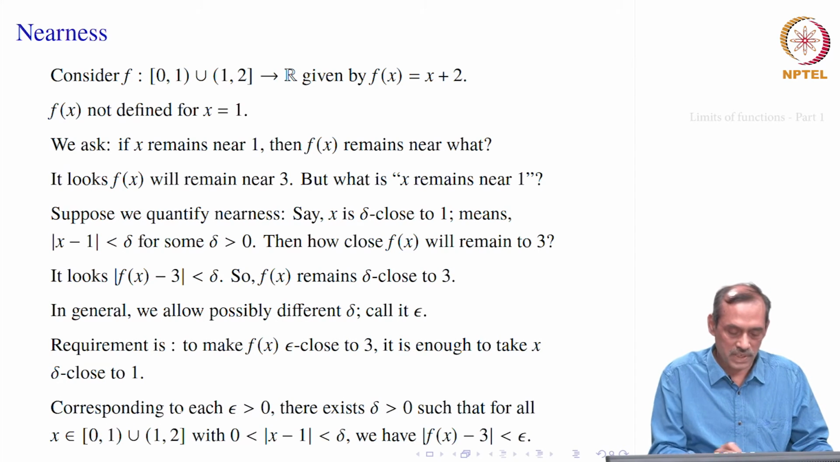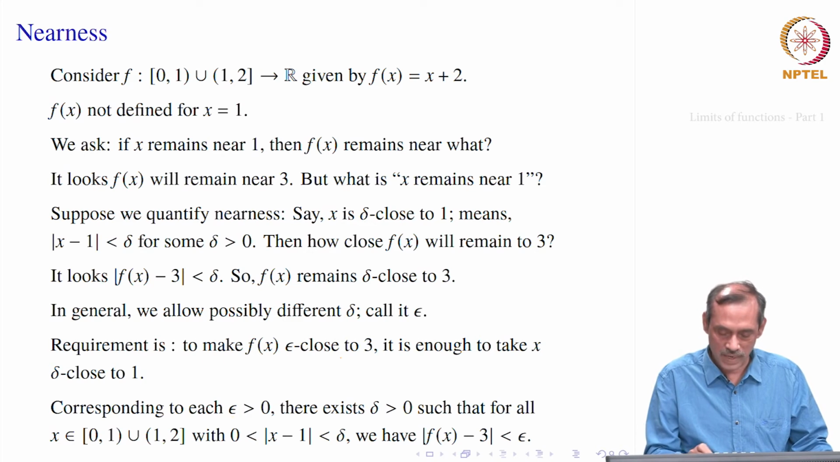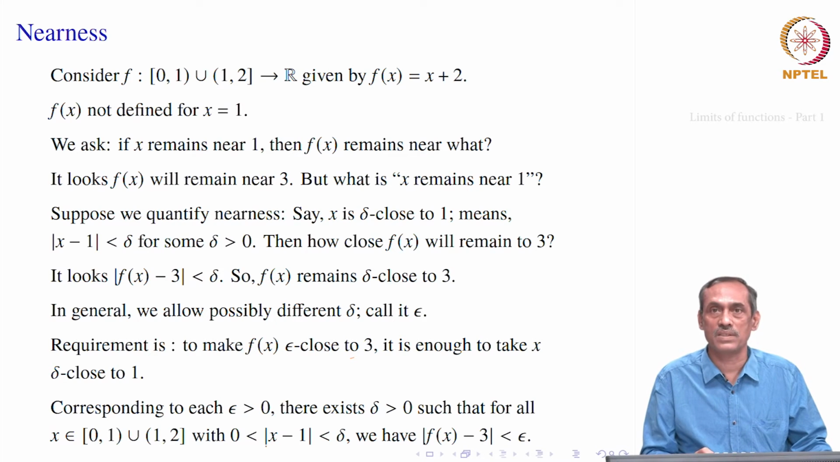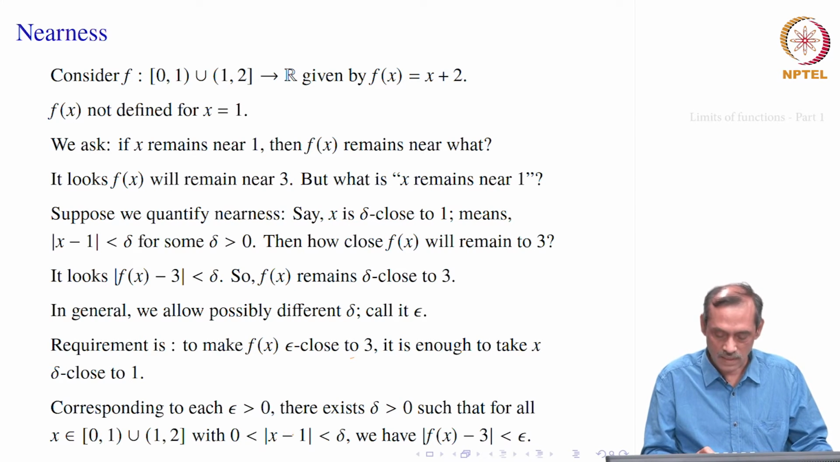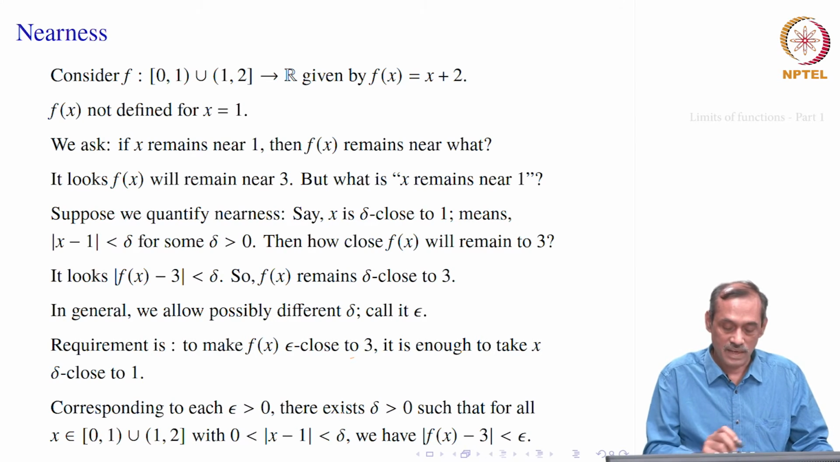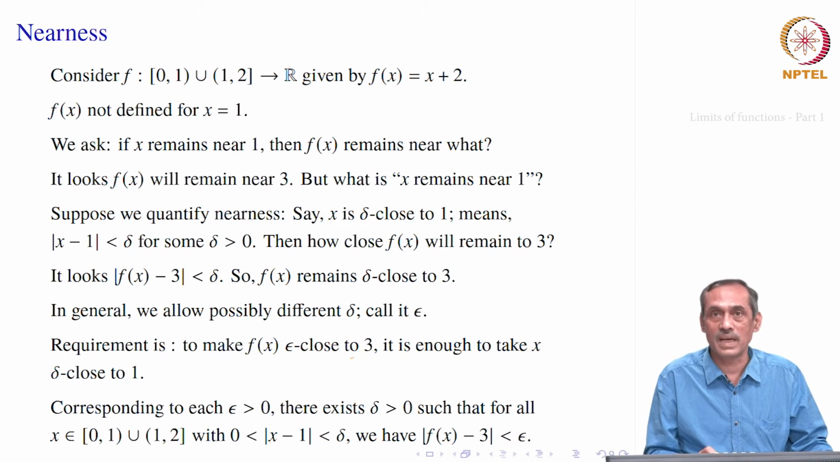Okay. So, that means, we would think something like, to make f x and 3 epsilon close, we will say corresponding to each epsilon greater than 0, I do not know what that epsilon is. So, if I want f x and 3 to remain that close, then I should be able to find a delta such that x and 1 should be delta close. So, that means, x should be in the domain of the function with mod x minus 1 less than delta, but 1 is excluded, right.